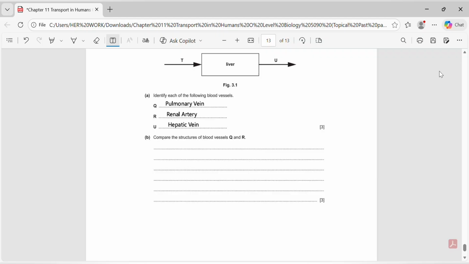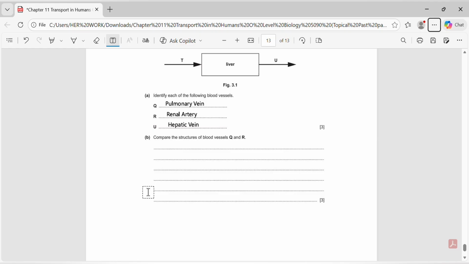The second part asks you to compare the structures of blood vessels Q and R. Blood vessel Q, being a vein, has a thin wall composed of thin muscle and elastic tissue, a wide lumen, and contains valves to prevent backflow of blood. In contrast, blood vessel R, an artery, has a thick wall made of thick muscle and elastic tissue, a narrow lumen, and does not have valves, which allows it to withstand and maintain the high pressure of blood pumped from the heart. This structural comparison highlights the differences between veins and arteries in adapting to their functions in the circulatory system.